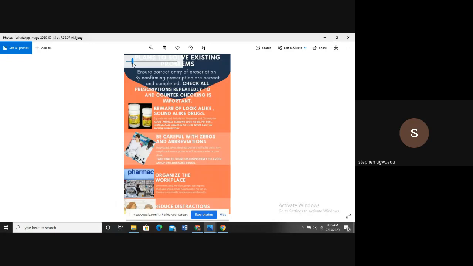Then we should be careful with zeros and abbreviations. When writing a dose for a drug, most times if you are using a teaspoon, maybe you say you administer 0.5 teaspoon. If you mistakenly write 0.05, that's misplacing the zeros or misplacing the decimal.